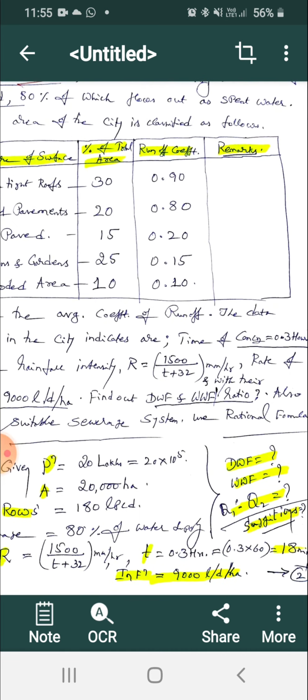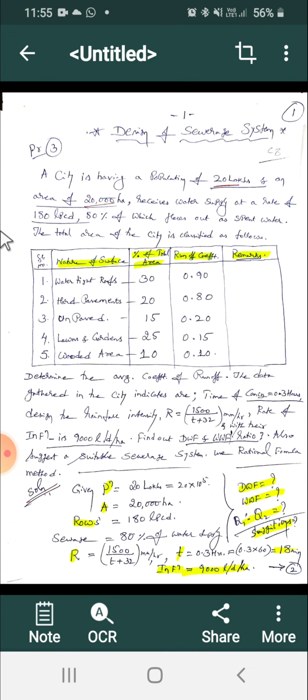Now, respective area having I values. These I values you have to remember. Next, he has given this value along with the table. This is the remarks, keep it as it is. Next, determine the average coefficient of runoff. The data gathered in the city indicates time of concentration is equal to so much. How much is it? 0.3 hours. They are given. Now you have to see how to solve this problem.